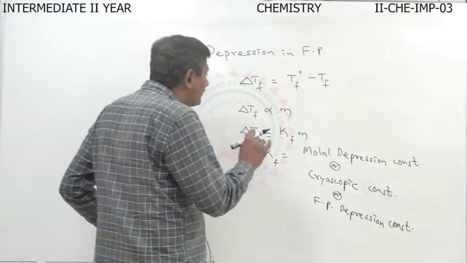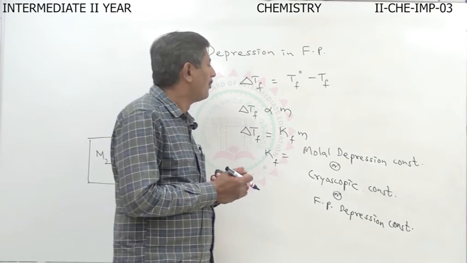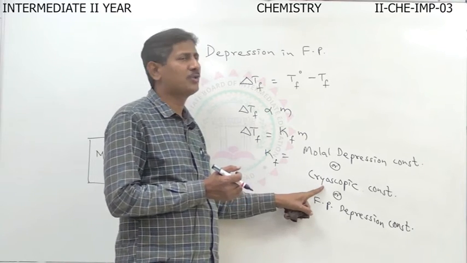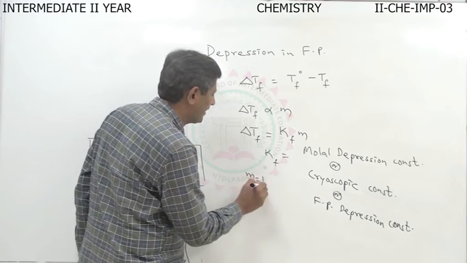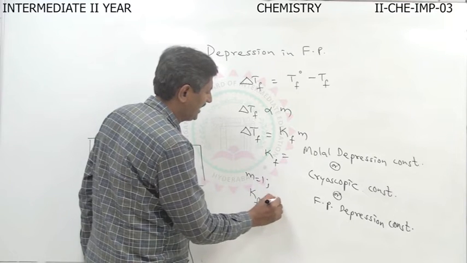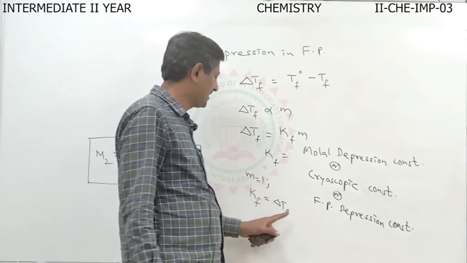So generally we can expect a 2 marks question. What is the molal depression constant, or what is the cryoscopic constant? Very simple. When m is equal to 1 for a solution, then what happens here? KF becomes delta TF.